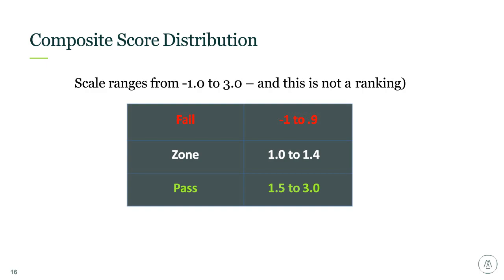So this slide talks about the composite score distribution. If you're within the 1.5 to 3.0 range, your institution is considered within the passing range. If you're within the 1.0 to 1.4 range, you're in the zone alternative. And lastly, if you're within the -1 to 0.9, your institution is considered failing. And this is based on a composite score.